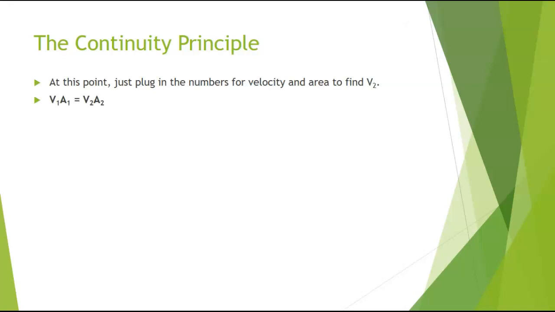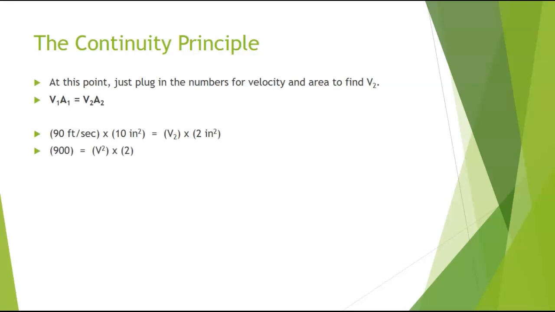The continuity principle states that velocity 1 times area 1 should equal velocity 2 times area 2. So on the left side of the wind tunnel, we had 90 feet per second, that was velocity 1, times 10 inches squared, and that was area 1. That should equal velocity 2 times 2 inches squared.